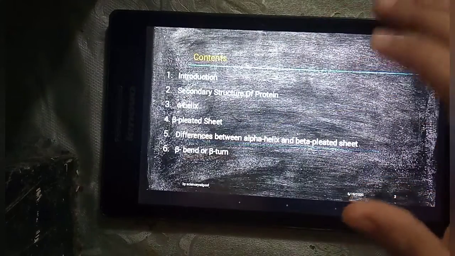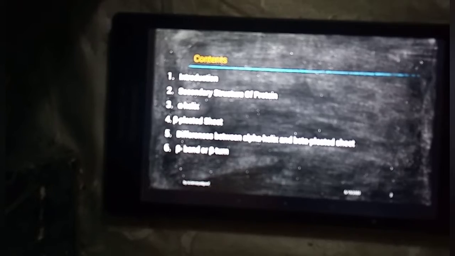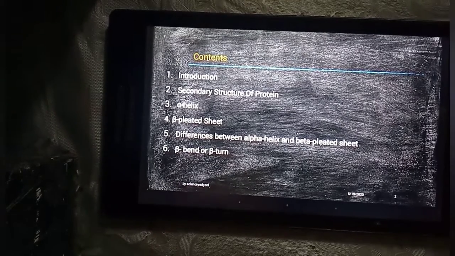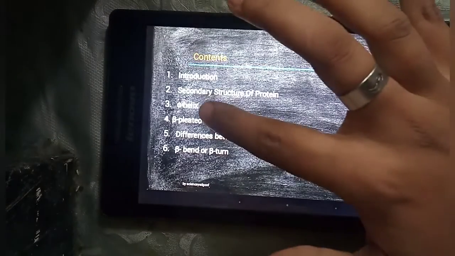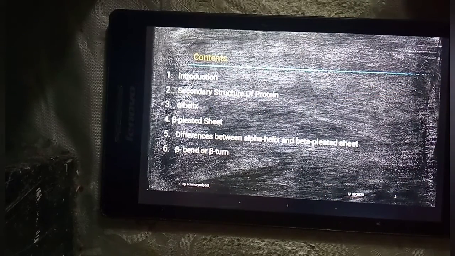We'll be talking about all these topics, mainly the secondary structure of proteins. We'll be talking about the alpha helix, the beta-pleated sheet, the differences, and also something called the beta bend or beta turn.